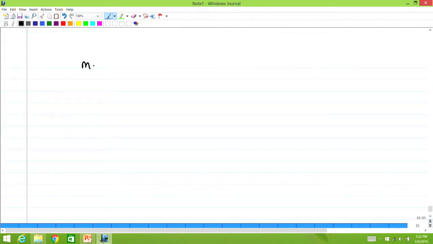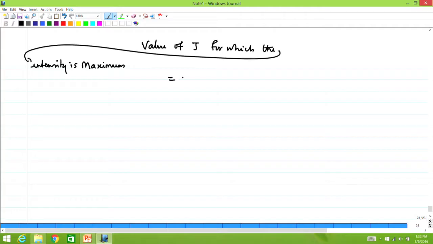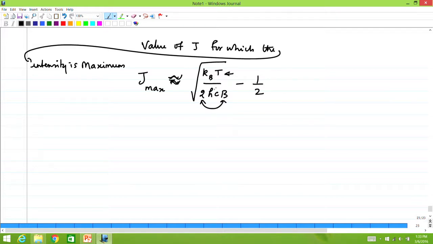Now, the last section of this problem asks you what is the value of J for which the intensity is maximum. The intensity is maximum, that is what you are asked to do. And I think you must remember this formula, this was discussed in the lectures: J max is approximately the nearest integer to the square root of kBT by 2hCB minus 1/2. You have already been given 2B, you know T, you know hC.